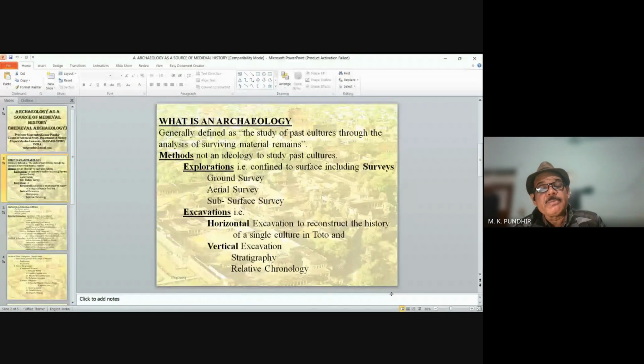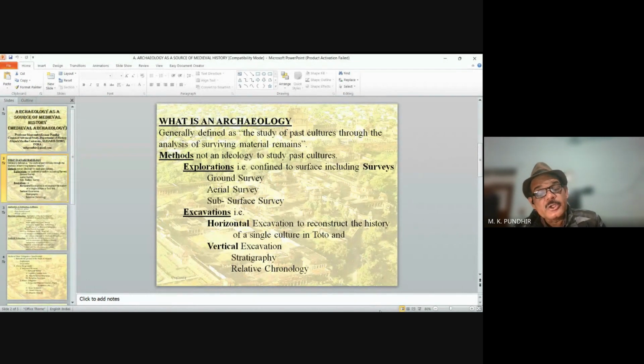Horizontal excavation is very time consuming and demands a lot of funds. But horizontal excavation is very important because all aspects of a single culture can easily be reconstructed through it. Sometimes to reconstruct the history of any civilization, we need horizontal excavation. And keep one thing in mind: though we have a lot of scientific instruments for surveys, there is no substitute for physical excavation, like horizontal. And the second most important excavation is known as vertical excavation.